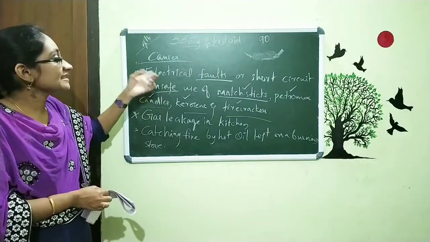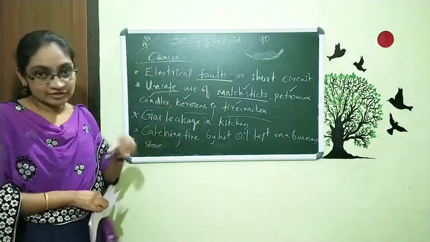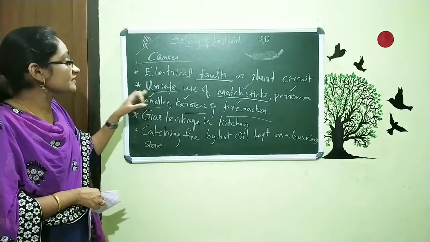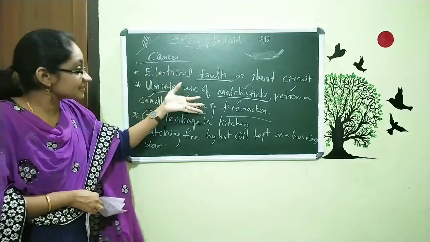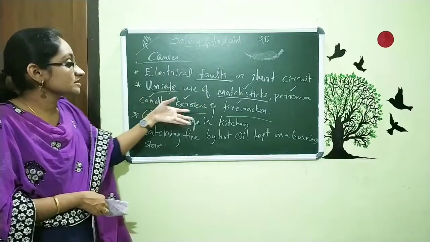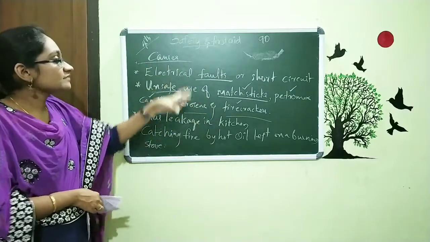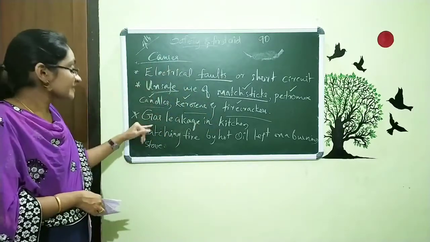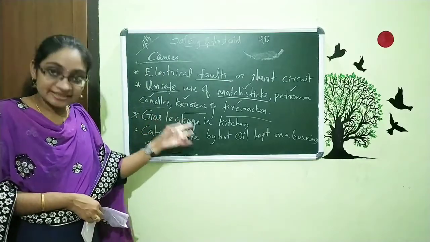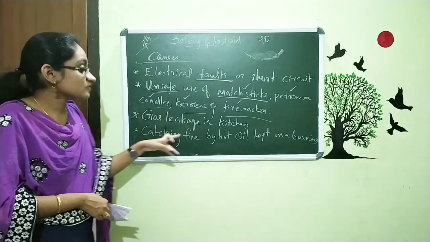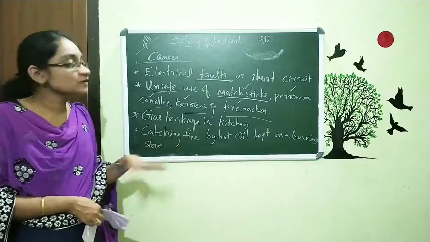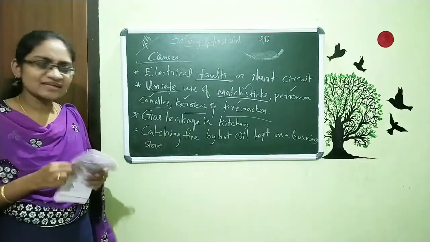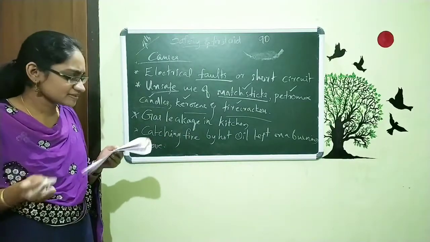The first one is electrical faults and short circuit. The next one is when we use matchstick, petromax, candles, kerosene, fireworks unsafely. That will lead to fire. The next one is gas leakage in the kitchen. The next one, catching fire by hot oil left on the burning stove. These are some of the causes or reasons.